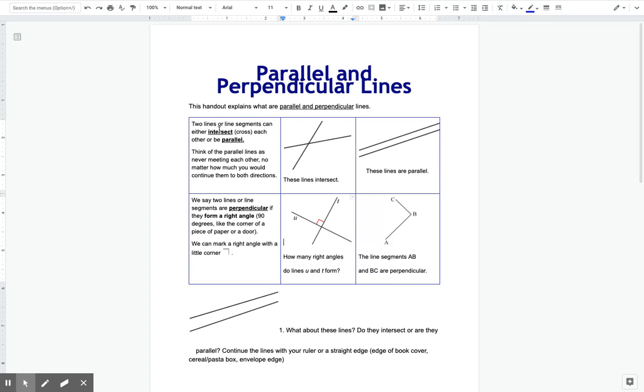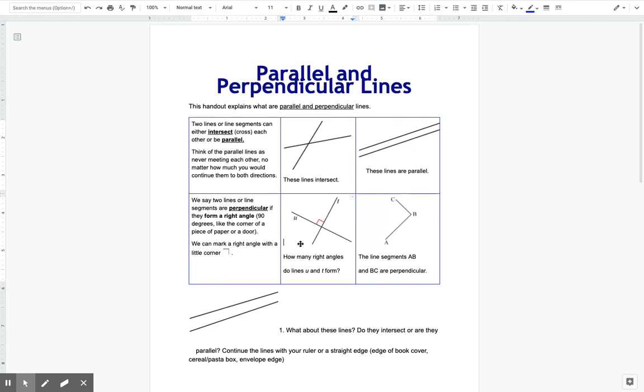So intersecting lines. Two lines or line segments that touch each other in any way are called intersecting lines. Think about when two streets meet together, we call that the intersection. Two lines or two line segments that go on and never touch, that are always the same distance apart, are considered parallel, like railroad tracks that the train runs on. They are always the same distance apart.